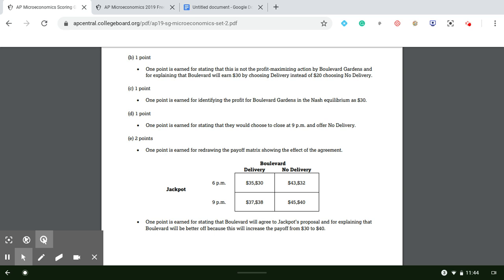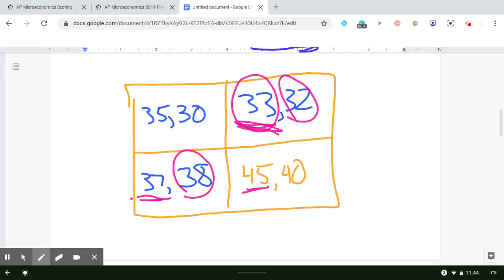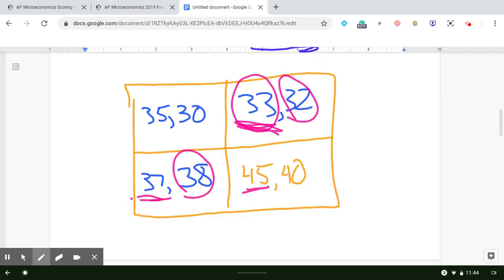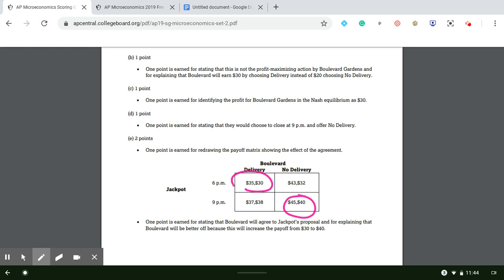One point is earned for will agree, explaining that Boulevard is better off because it's increased the payoff from $30 to $40. Okay, yeah. So that's explaining that the new Nash equilibrium is here rather than here. Did we do some math wrong? Must have done a little math wrong. Oh, 55 minus 12. Oh, that's 43. My bad. Okay, that was my concern. Yeah, so we're good then.